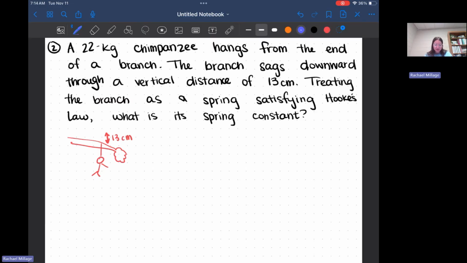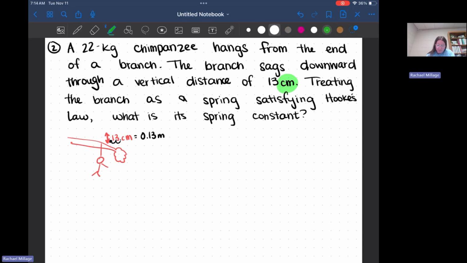The very first thing I see is centimeters, but we know that centimeters is not our standard unit. So the first thing in my brain that I know I need to do is change that centimeters to meters. There are 100 centimeters in a meter, so I need to move the decimal point over 2 spots. So this is equal to 0.13 meters. That's the very first thing I'm going to do.